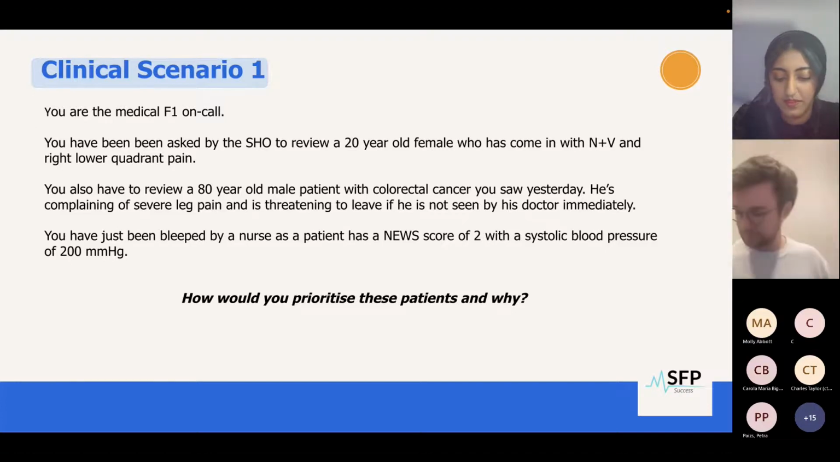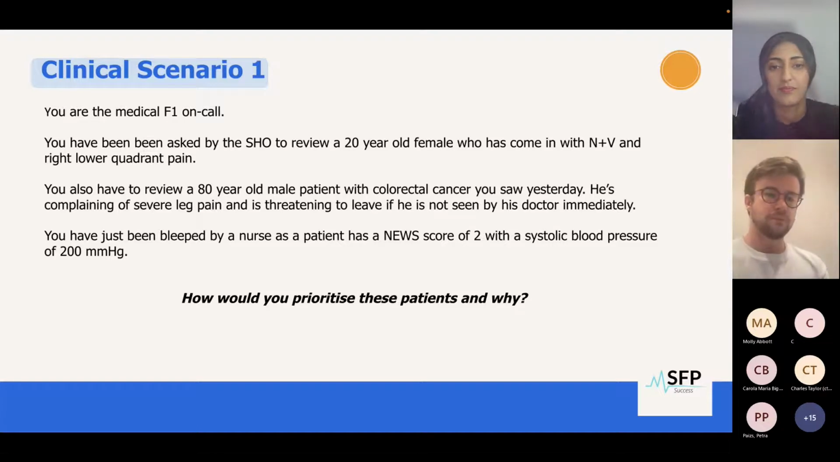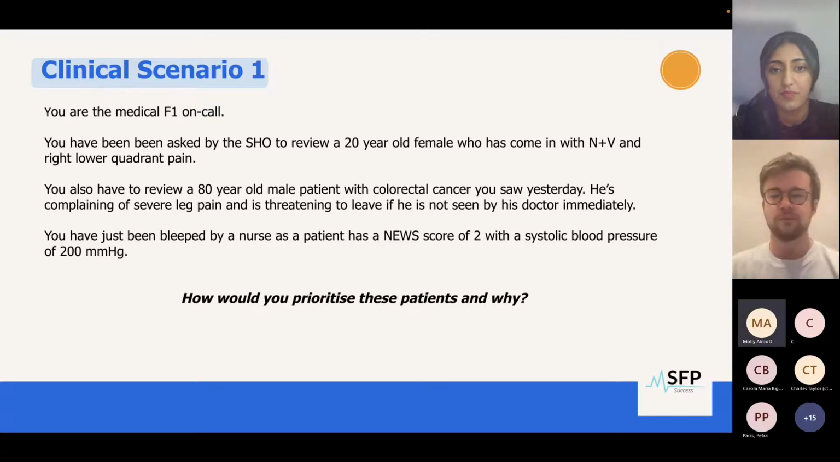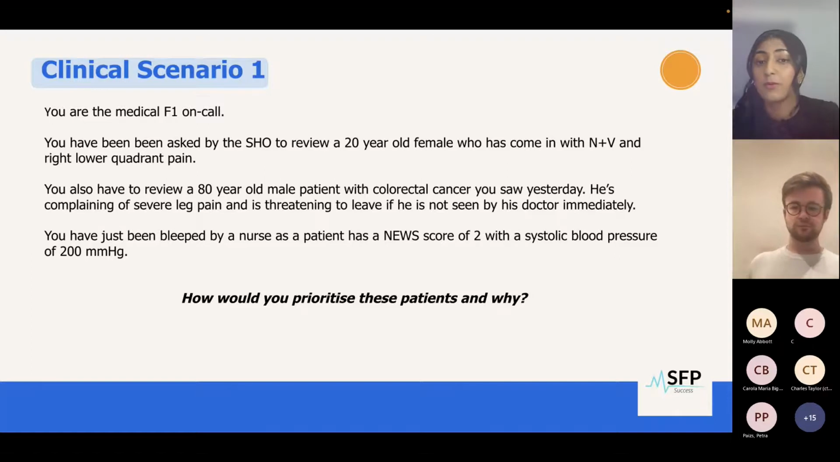Yeah. Okay. And then which patient would you want to go and see first? So the patient with the really high blood pressure. Okay. So you've decided that that's sort of your highest priority. What can you get the other members of the MDT to do in the meantime? So you've talked about what you do for the first patient. What could you get the members of the team to do for the second patient before you have time to go and see him?